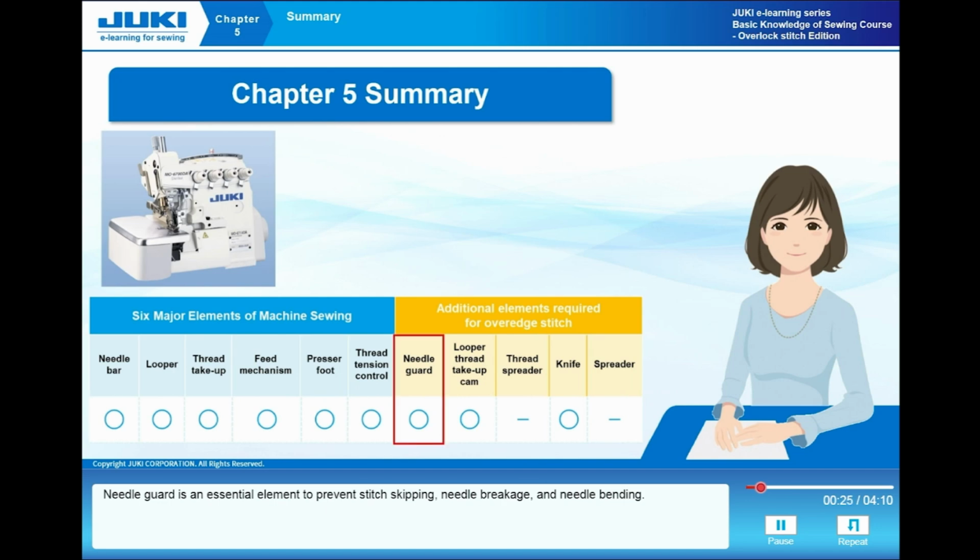Needle guard is an essential element to prevent stitch skipping, needle breakage, and needle bending. In overlock stitch sewing, a knife mechanism is an essential element for stitch formation by sewing the edges. If the overlock stitch sewing is compound stitch, looper thread take-up cam is required.